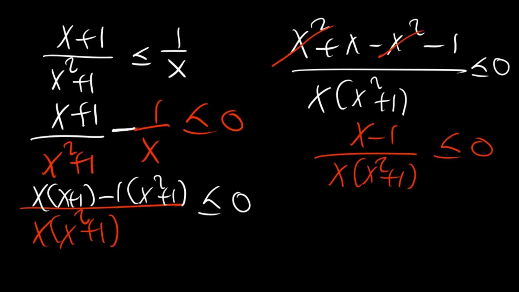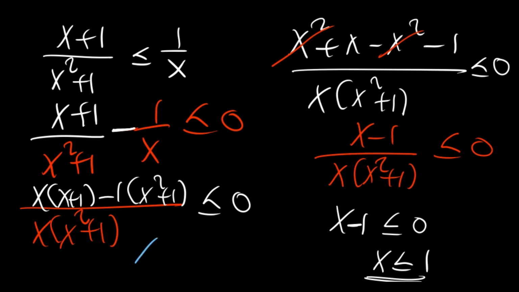So I'll get the numerator, which is x minus 1 less than or equal to 0. So x is less than or equal to 1. That is my first critical point. The next thing I'm going to do is I'll get the bottom part, which is x open brackets x squared plus 1 less than or equal to 0.